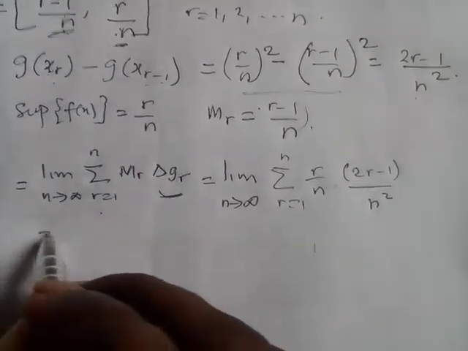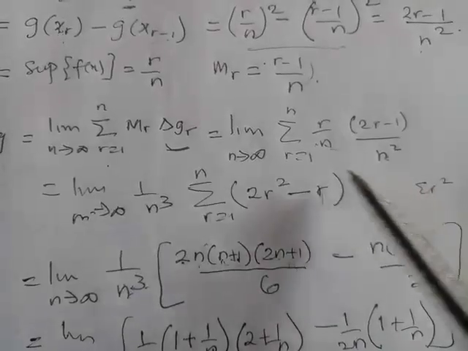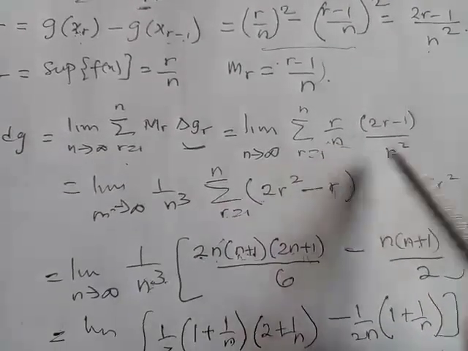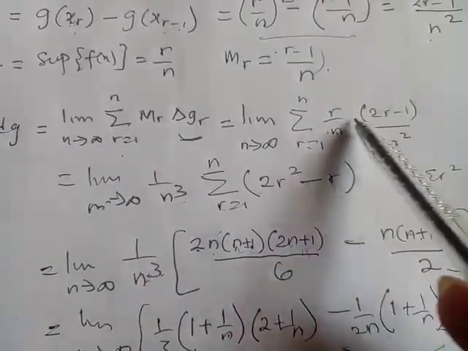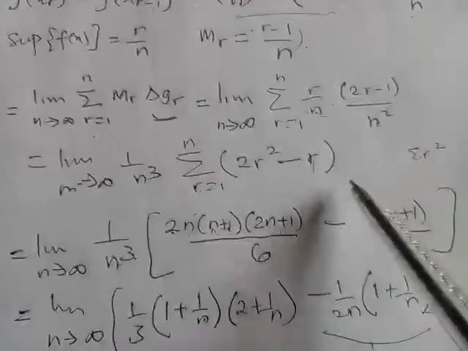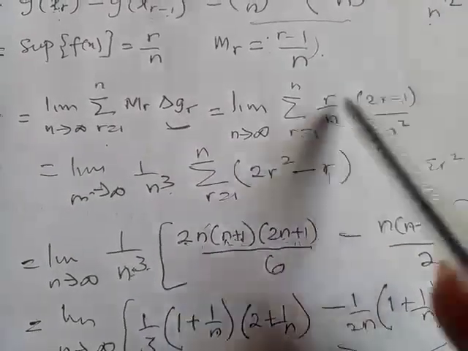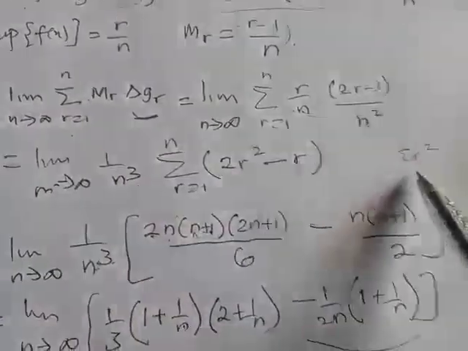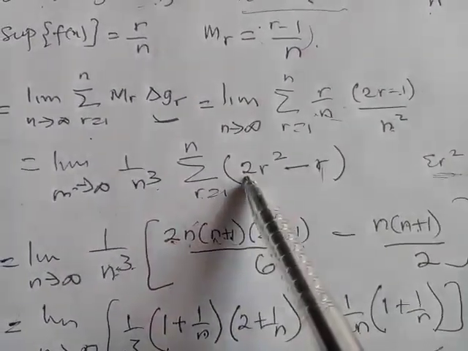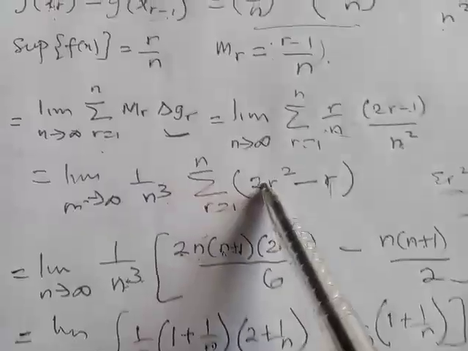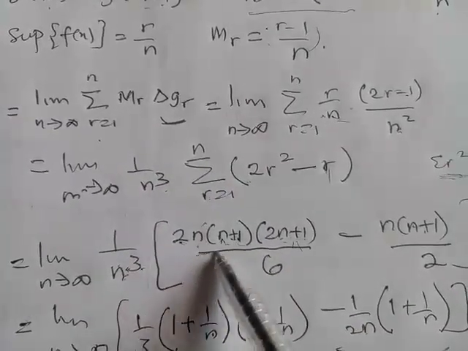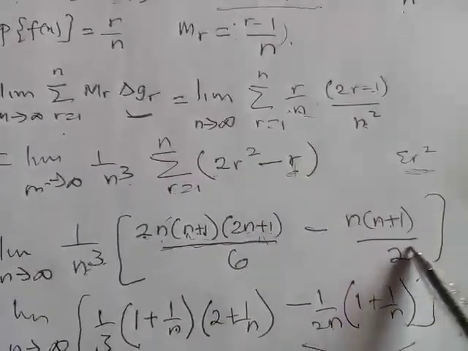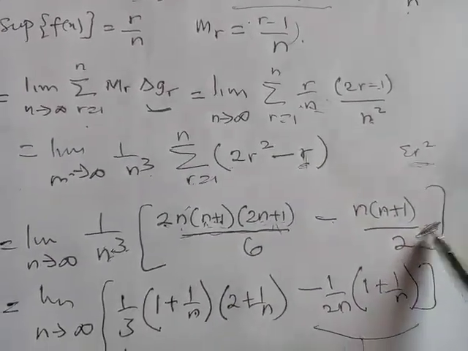By the time I simplify, we should be able to have this 1 over n cubed. This is n times this, n cubed. If you expand this, (2r minus 1) times r gives 2r squared minus r. Don't forget we have done this before. This is the sum of r squared, so it will give you the 2 here, but this sum of r squared will give you this, minus the sum of r. You have done this before, I've given you, it will become this.